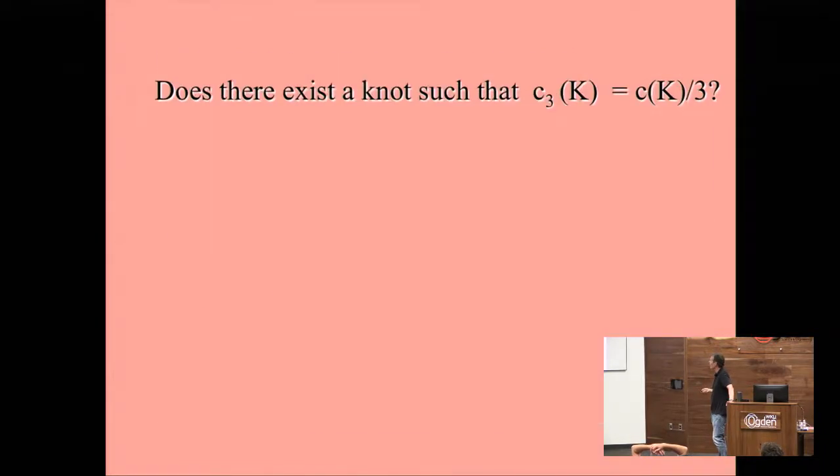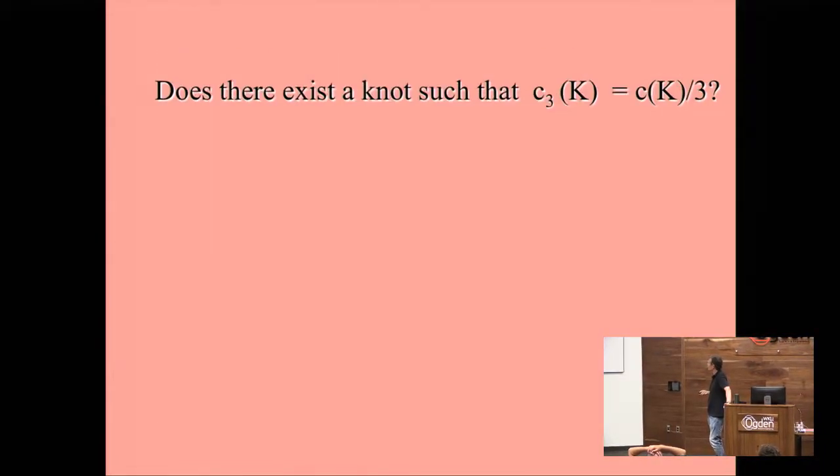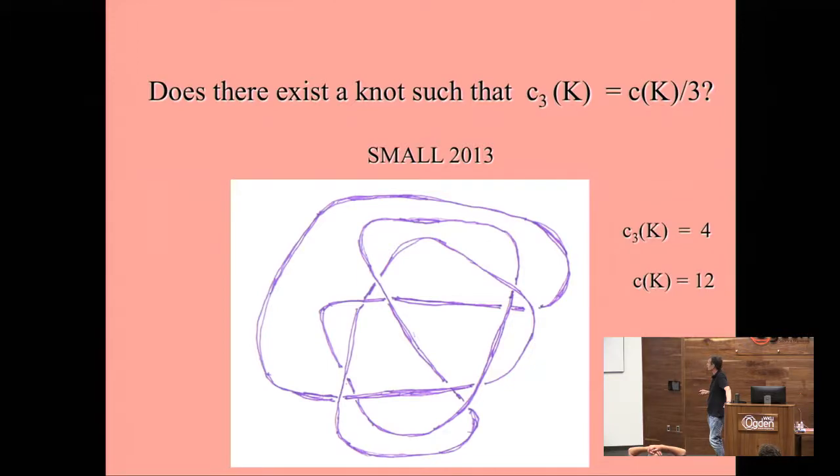Can you get a knot that has triple crossing number equal to crossing number over 3? And the answer is yes. Here is an example of such a knot. I'm going to tell you a little more about SMALL 2013 in just a little bit. Those are students that I work with during the summer. So this is a knot that has a triple crossing number of 4 and a crossing number of 12. Okay, so there are knots that also realize this lower bound.